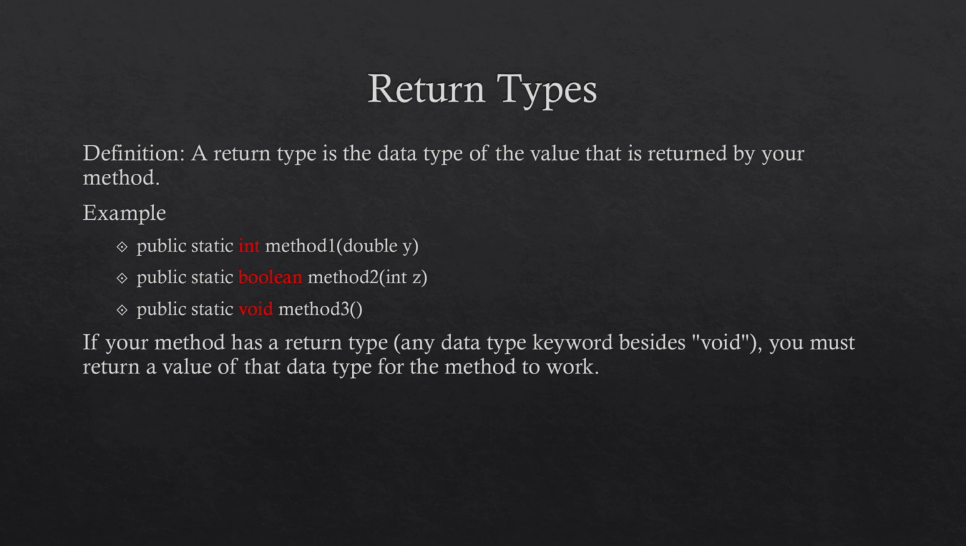So return types. A return type is the data type of the value that is returned by your method. So in these method signatures, you can see the return types of int, boolean, and void. So when there is a data type that is being returned by your method, you need to have a return statement in your method that returns a value of that data type, or else it will cause an error. If you write void, that means you do not have to return a data type.